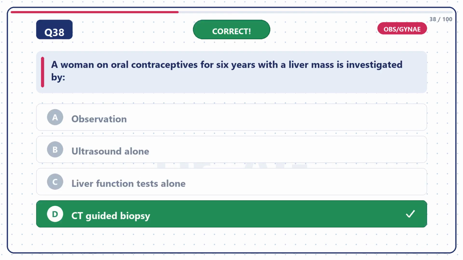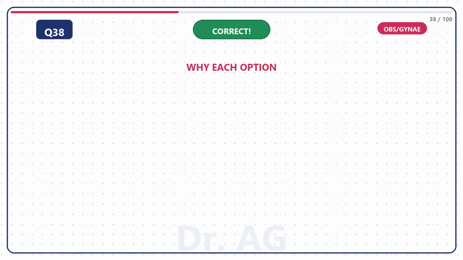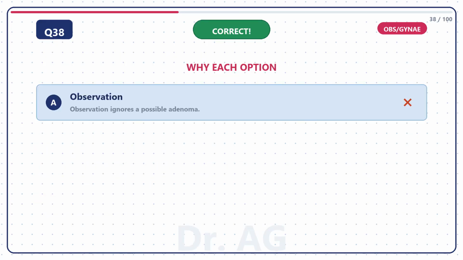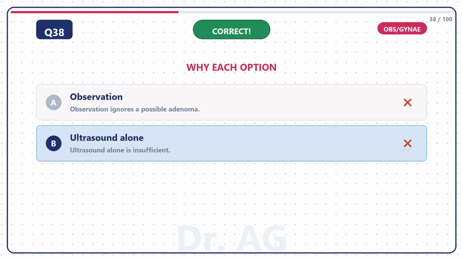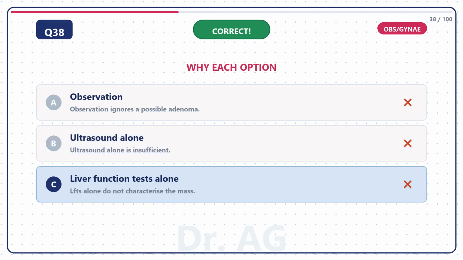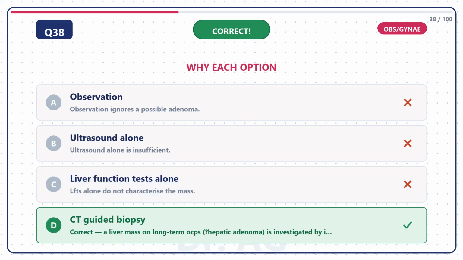The correct answer is option D. CT-guided biopsy. Let's go through the options. Observation: observation ignores a possible adenoma. Ultrasound alone is insufficient. Liver function tests alone do not characterize the mass. And the correct answer is CT-guided biopsy.